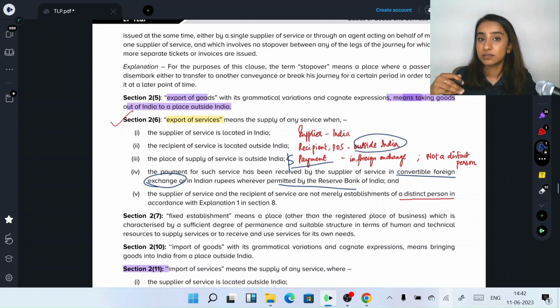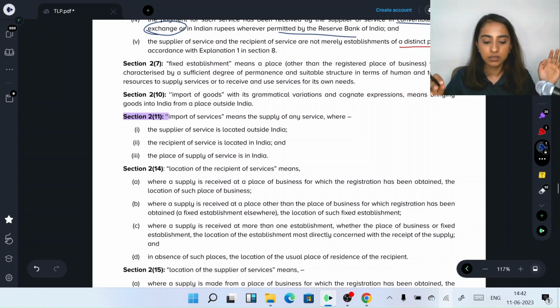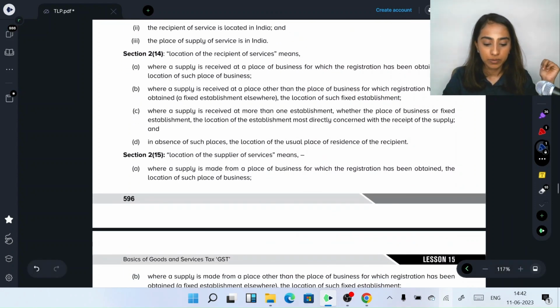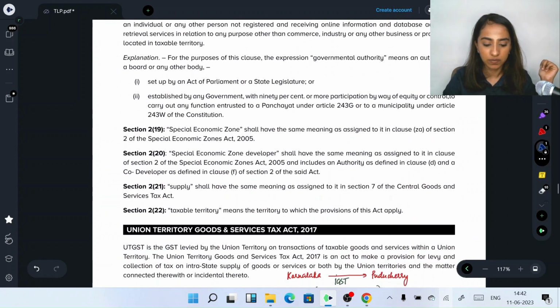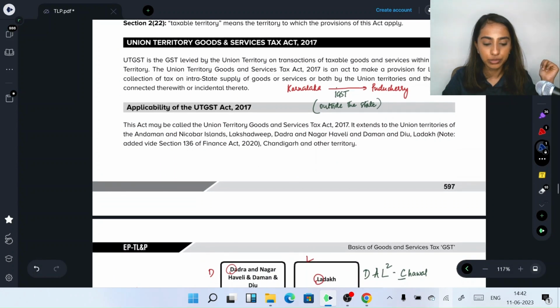And what else? It is not an establishment of a mere distinct person. It means it should not be my own establishment. It should be an independent party. Now what is import? Whatever you import, that is, the supplier is located outside and the recipient is located in India. Correct? So you can do away with all this. It's not as important. We can come to UTGST.